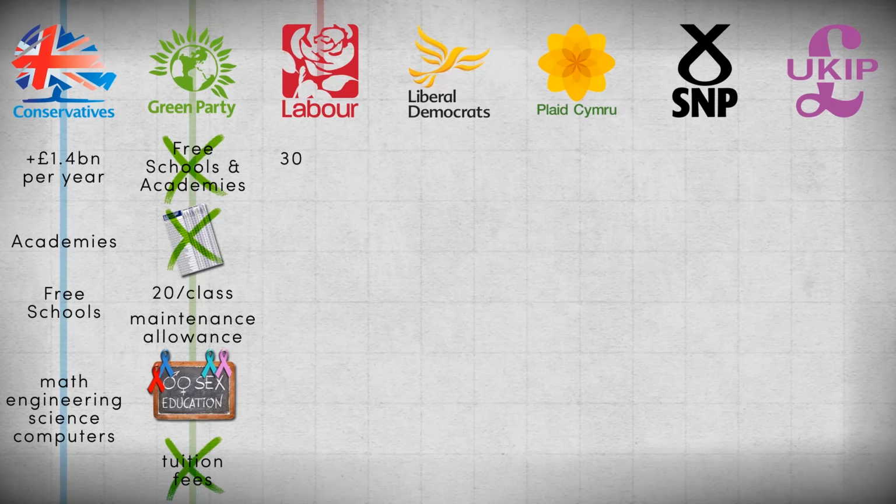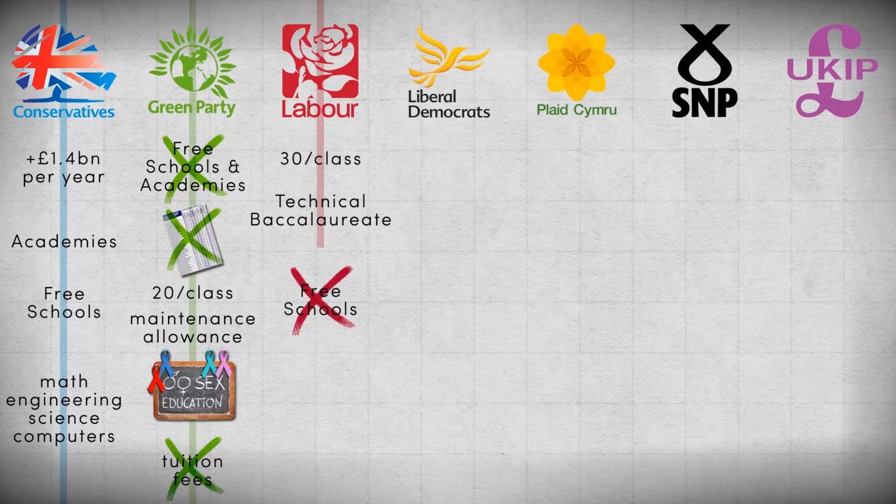They will also limit class sizes to 30 for 5 to 7-year-olds and have a technical baccalaureate for 16 to 18-year-olds. They plan to end the Coalition's Free Schools programme and drop university fees to £6,000 per year. Labour will introduce conditions for private schools receiving state subsidy, thus ensuring they contribute to state education as well as private. Finally, like the Greens, they will implement compulsory age-appropriate sex education in all schools.